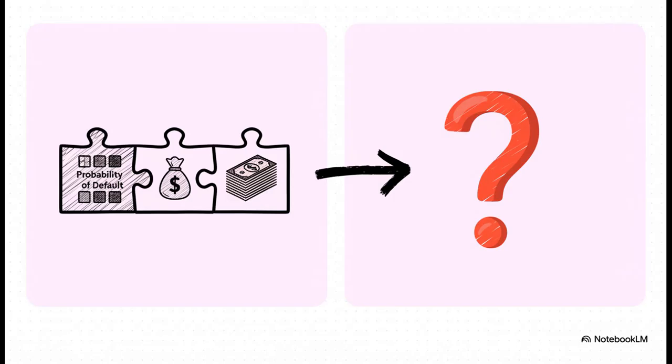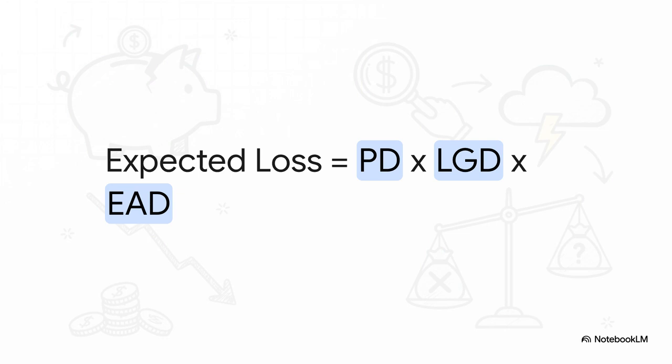So now we have all three of our pieces. We know the probability of default is 5%. We know if a default happens, the loss given default will be 25%. And we know the exposure at default is $18,000. The big question is, how do you combine all of that to find the average predictable loss for every single loan like this one? Well, the solution is this beautiful, powerful, and surprisingly simple formula.